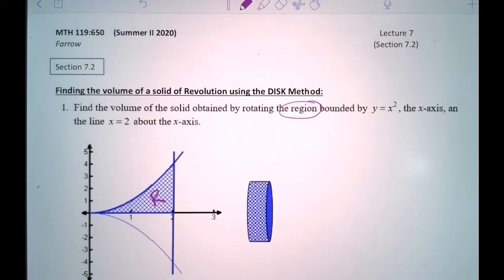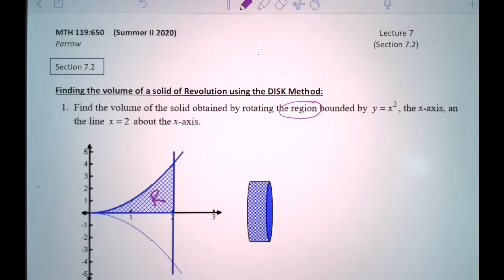So for this video, we're only going to talk about the disk method, but there are two other methods coming down the road. So I'm going to describe each one of those, and you're going to choose the one that works best for the region that you have and the solid that you're creating.